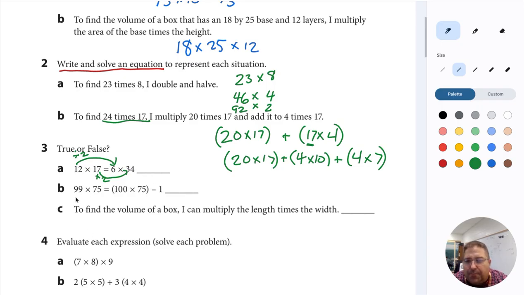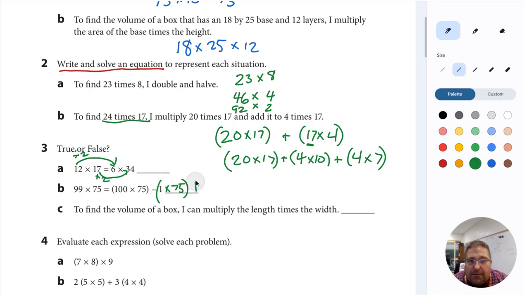And then for B, 99 times 75, is that the same as 100 times 75 minus 1? Well, kind of like up top, if I have 99 times 75, I can do 100 groups of 75, but then I've got to take away a group of 75. So this is false because I don't want to take away 1. I've got to take away a group of 75. Okay, so we can make it true by saying minus 1 group of 75.